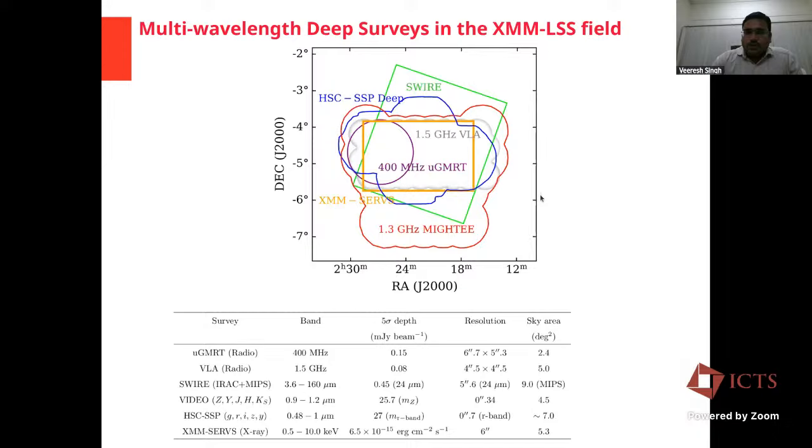And here I show you the footprints of multi-wavelength surveys, which are required and also essential. So we have a uGMRT observation. We also have this field covered by VLA, LOFAR, and also MeerKAT. This is the XMM-LSS field, and there are also optical, IR and X-ray surveys. So here I have listed them.